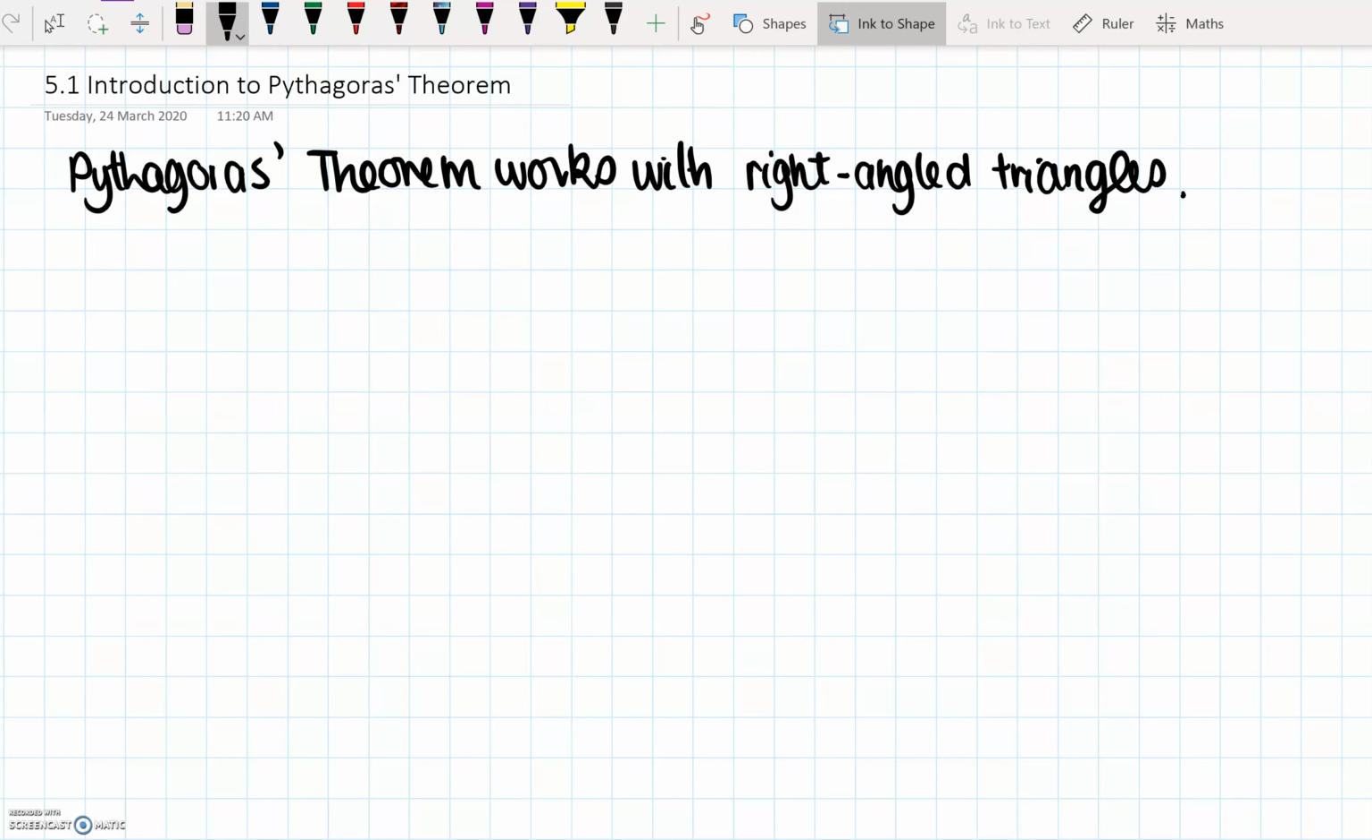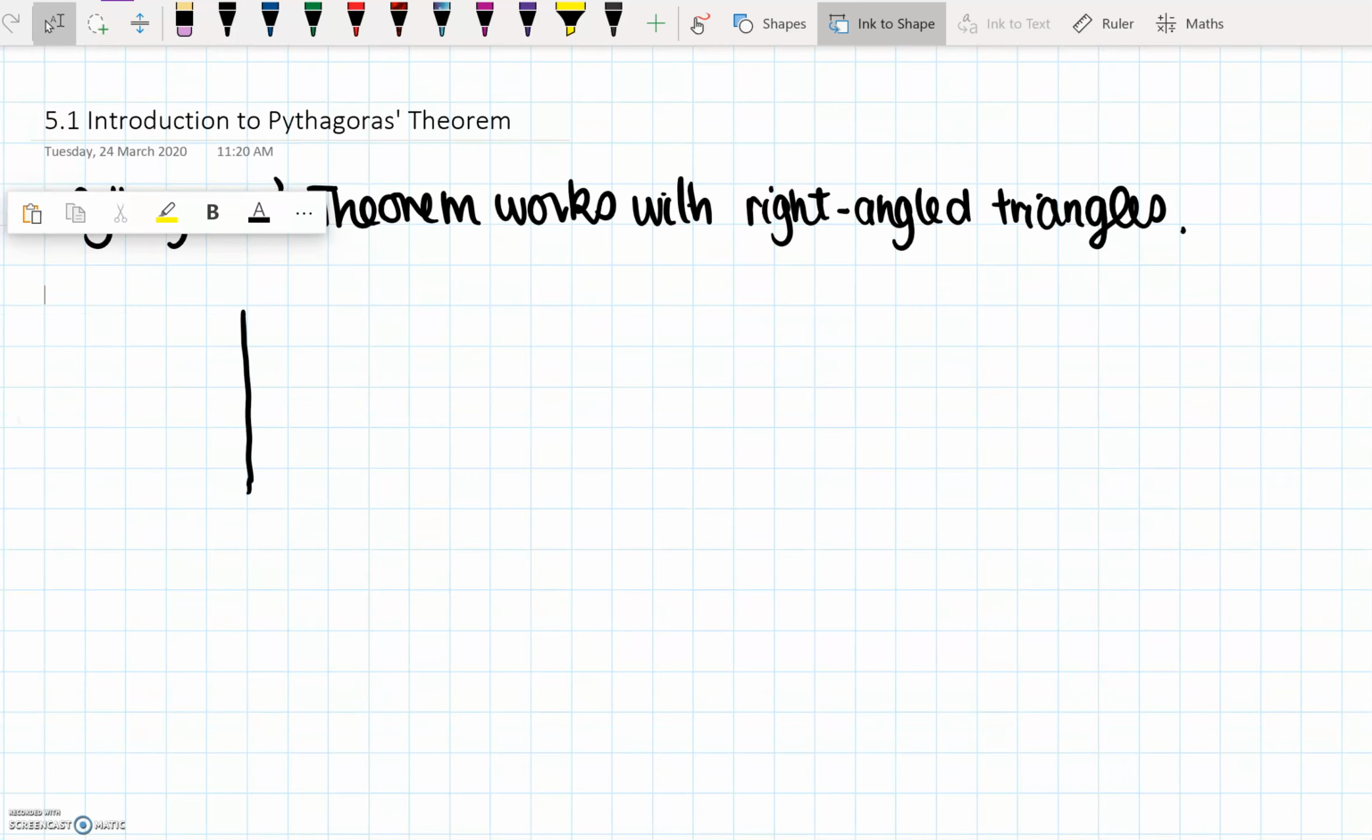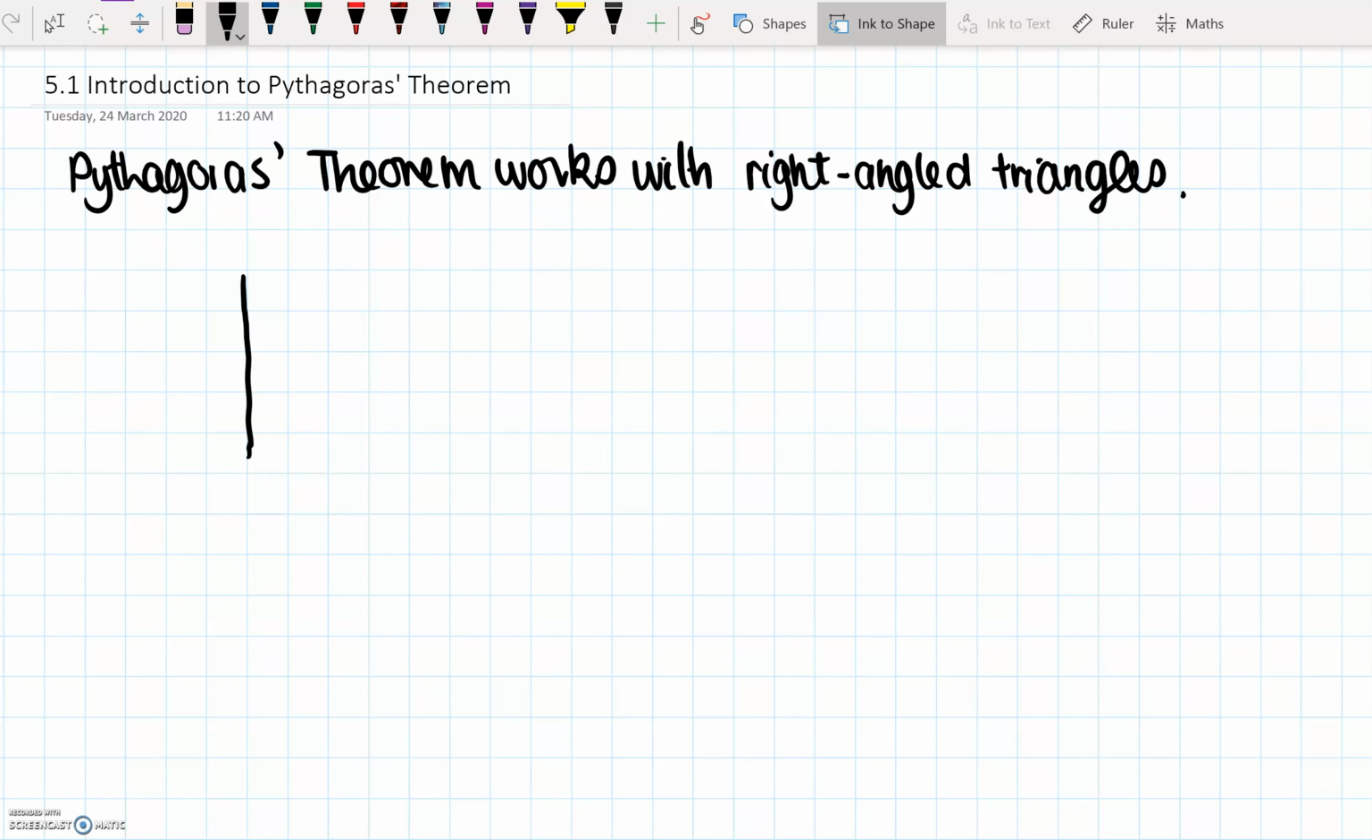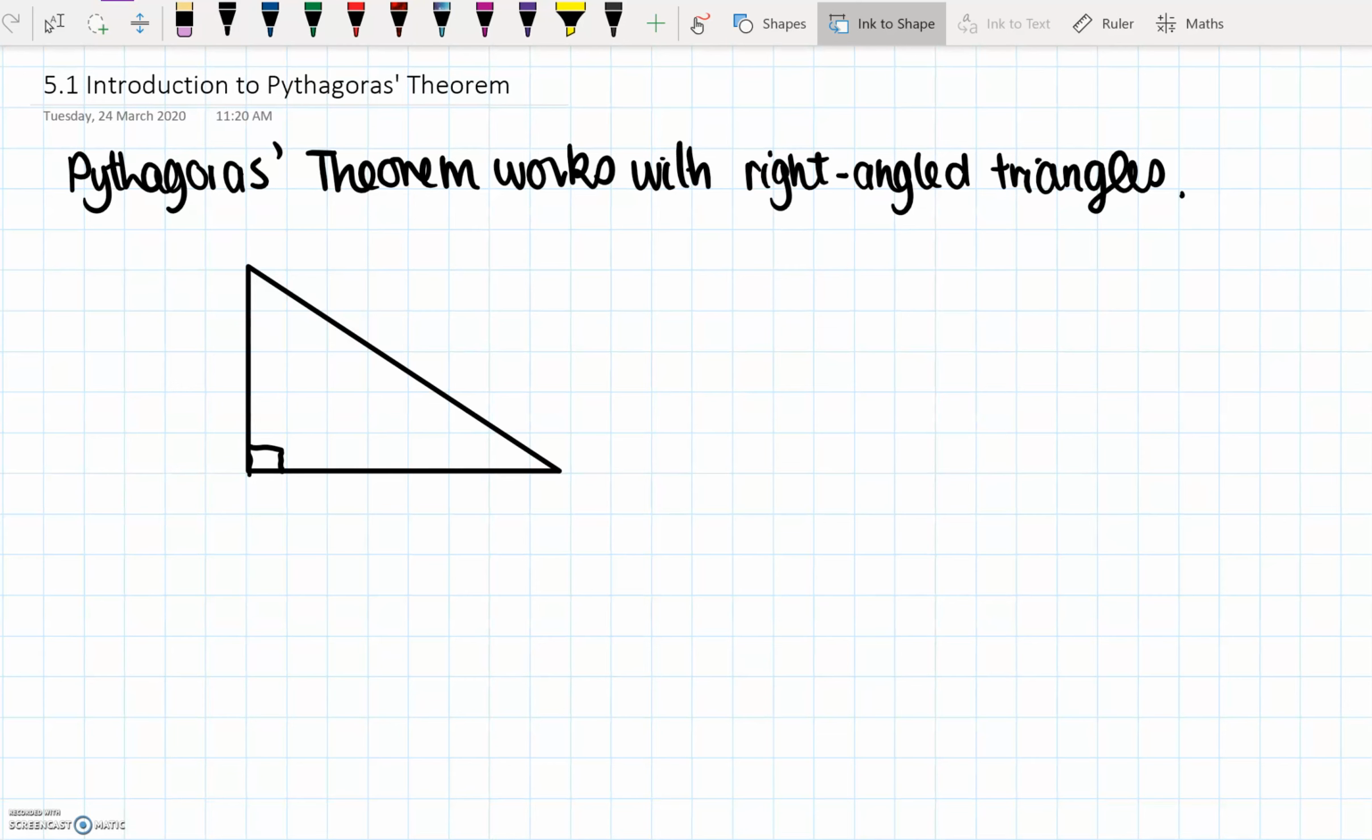Okay, so there must be some information in your picture to say that it's a right angle, or it must be very clear. So for example, you must know that one of the angles is 90 degrees. Okay, so a right-angled triangle we know looks something like this. Okay, this is a right-angled triangle. Okay, and we always have a little box in the corner here to show that it's 90 degrees, to show that it's a right angle.